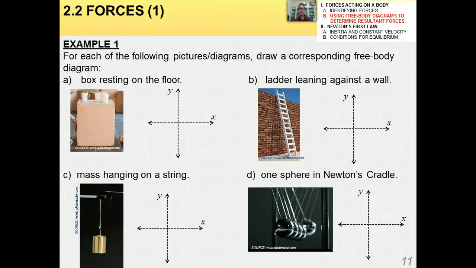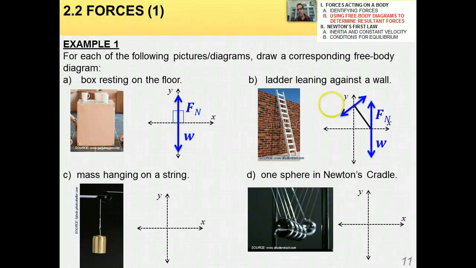For the first example here, what I want you to do is, for each of the following pictures and diagrams, draw a corresponding free body diagram. So pause the video and try this one before I show you my vector diagrams. For the box resting on the floor, pretty simple. Here's the box. I have a normal force acting upwards, and I have a weight acting downwards, and I've shown the vectors the same length but opposite directions, and I've labeled them properly.